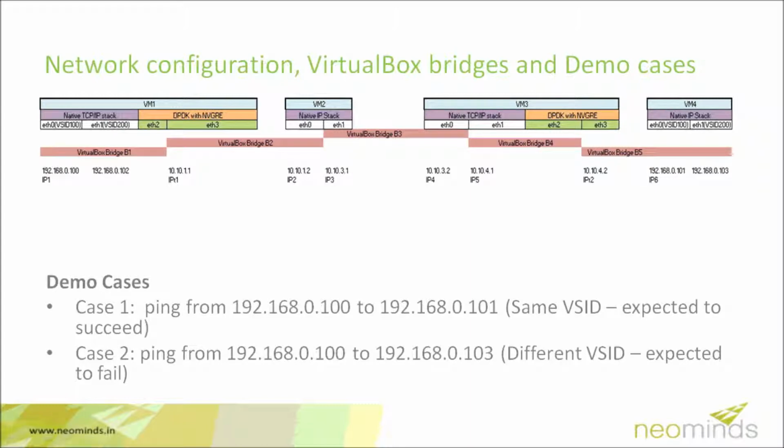In this demo, we plan to show two cases. First case is ping traffic from 192.168.0.100, that is ETH0 of VM1, to 192.168.0.101, that is ETH0 of VM4. This is an example of a case of traffic between two nodes in the same VSID.